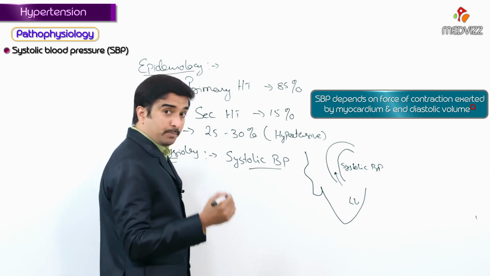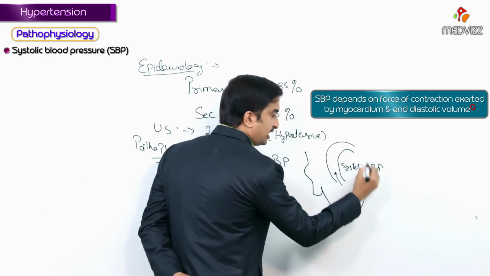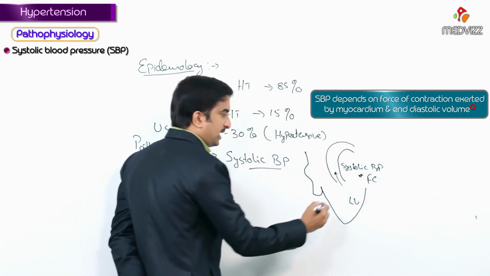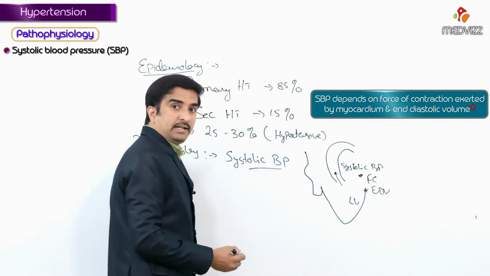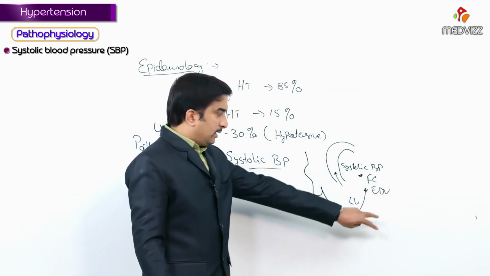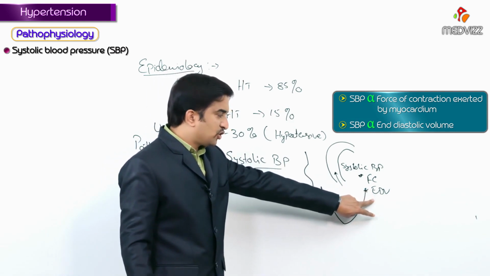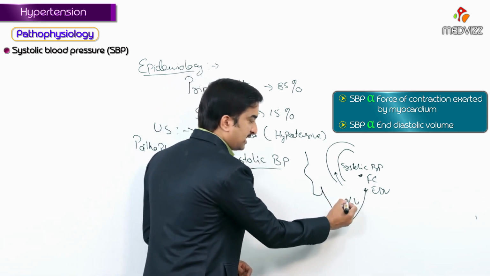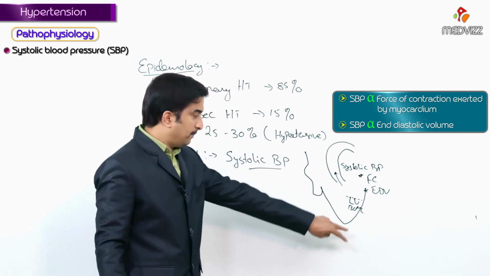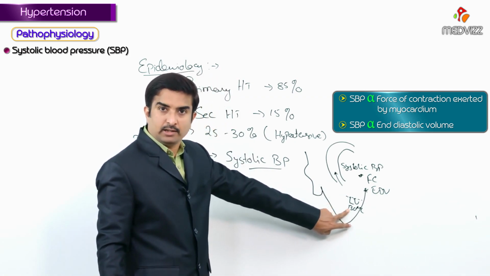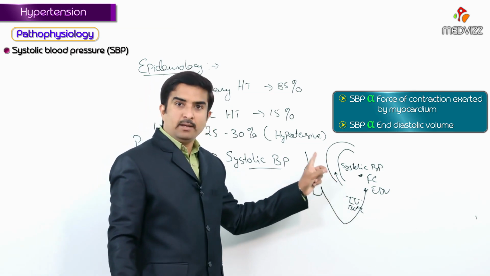Systolic blood pressure depends upon two important factors here. One is the force of contraction exerted by the myocardium, as well as end diastolic volume, because both are directly proportional to each other. If the end diastolic volume is more, if the volume inside the ventricle is approximately 130 ml, that is the maximum end diastolic volume of the left ventricle.